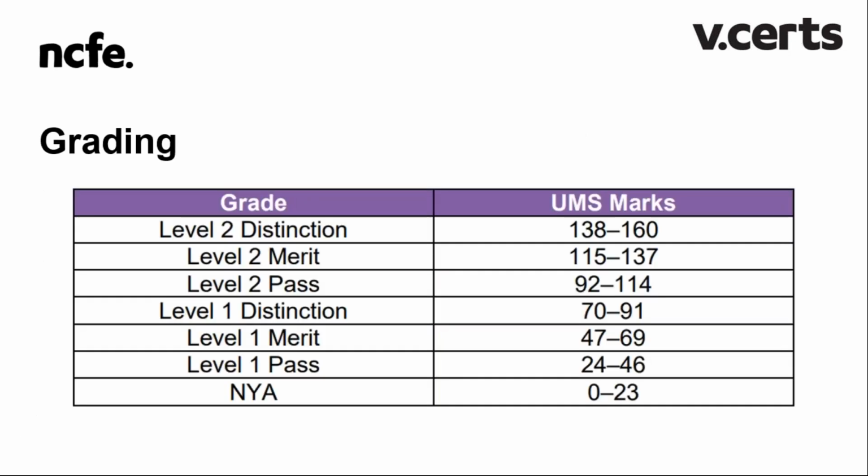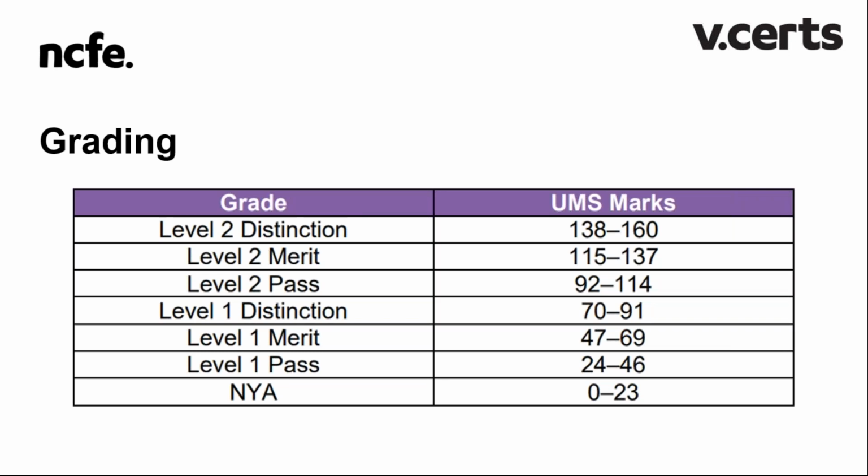The final grade in the external assessment is determined by converting the mark into a maximum UMS of 160. So UMS, most of you may be familiar, the Uniform Mark Scale, which is the method used to standardize the marking of papers across exam windows. So the maximum UMS is 160. So a minimum of 24 UMS is needed to get a level 1 pass in the exam.